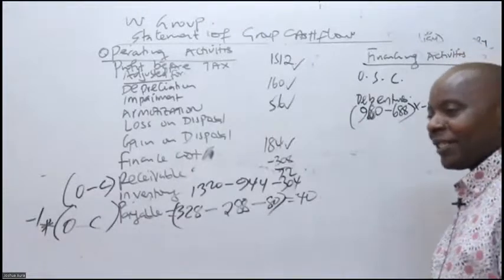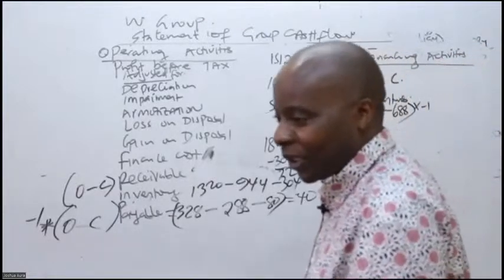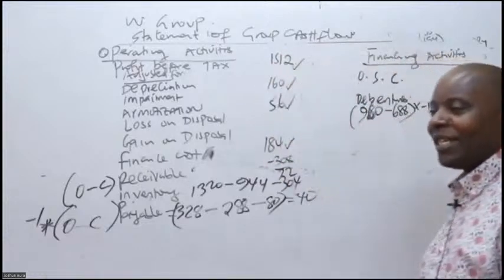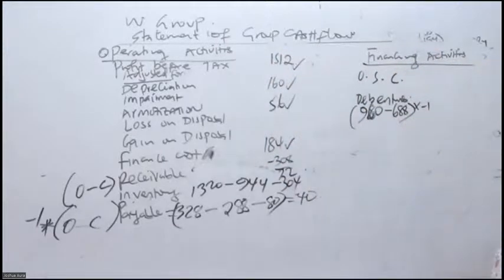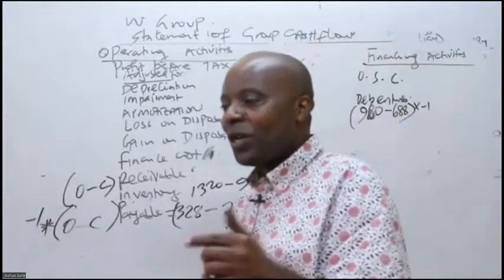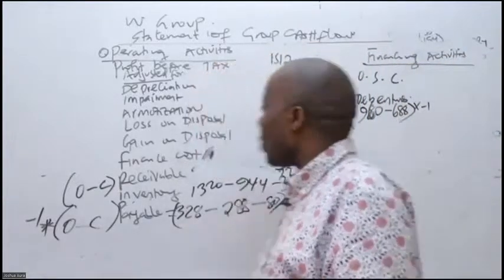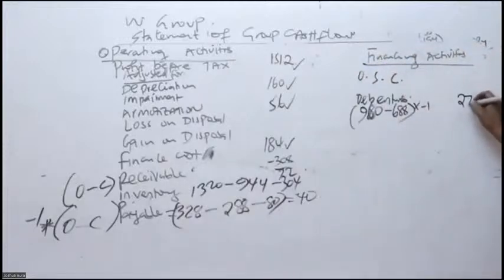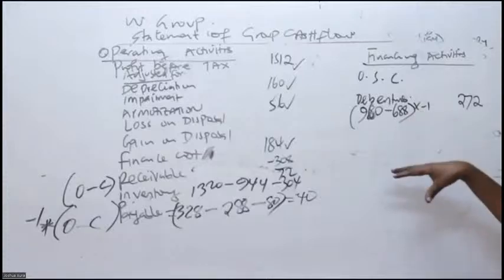So what are we getting here? Remember the subsidiary we sold there, 272. Are you sure it is positive really? Because here we repaid.